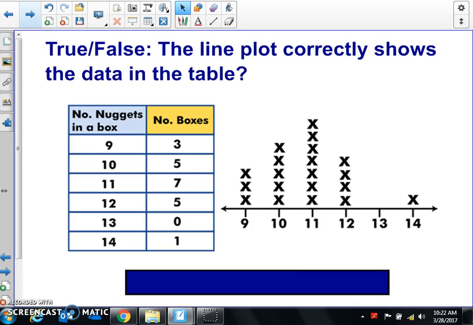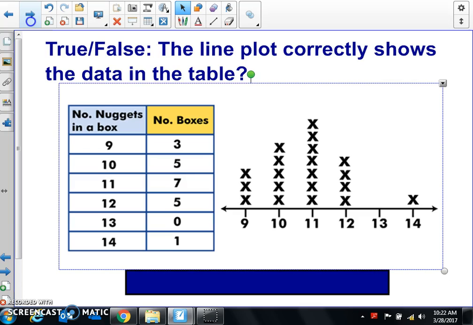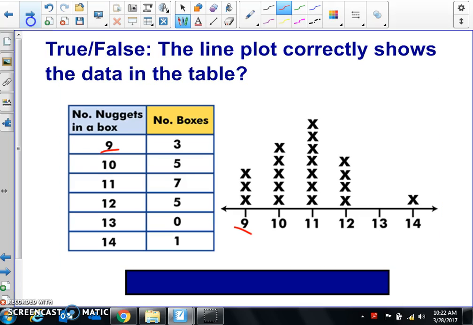True or false? The line plot correctly shows the data in the table. All we got to do is just check. So for 9, there should be 3. 1, 2, 3. Sounds good. For 10, there should be 5. 1, 2, 3, 4, 5.